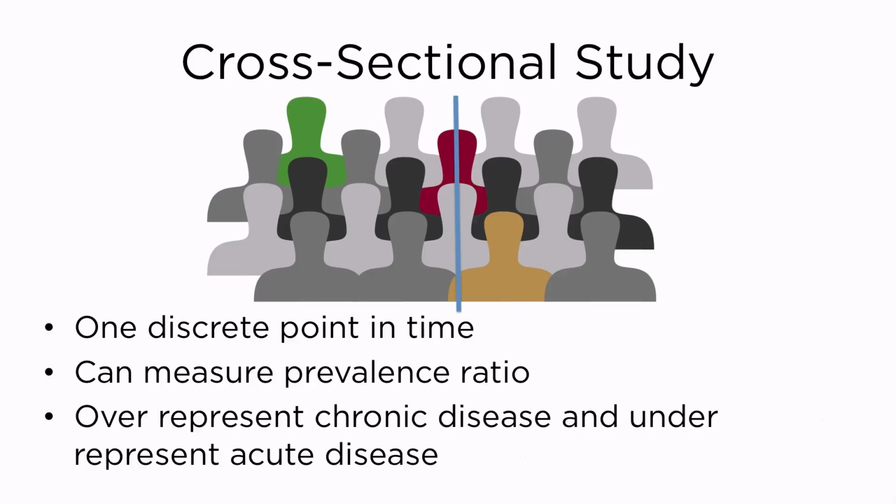This tends to overrepresent chronic disease and underrepresent acute disease. This is because patients who have a chronic disease, for example, diabetes, are going to be living a long time with that disease, so you're more likely to capture them at any given specific point in time. This is in contrast to patients with acute disease, for example, the flu, where you're much less likely to capture all people who have the flu at any given point in time just because the flu is a much shorter disease course.